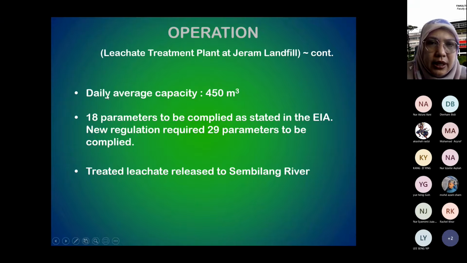They are treating a daily average capacity of around 450 cubic meters per day. 18 parameters must be complied with, so they are complying with the Department of Environment requirements as provided in their EIA report. The new regulation requires 29 parameters to be complied with. Initially, they were only required to comply with 18 parameters, but recently they need to comply with 29. Treated leachate is released to Sembilang River nearby the facility.